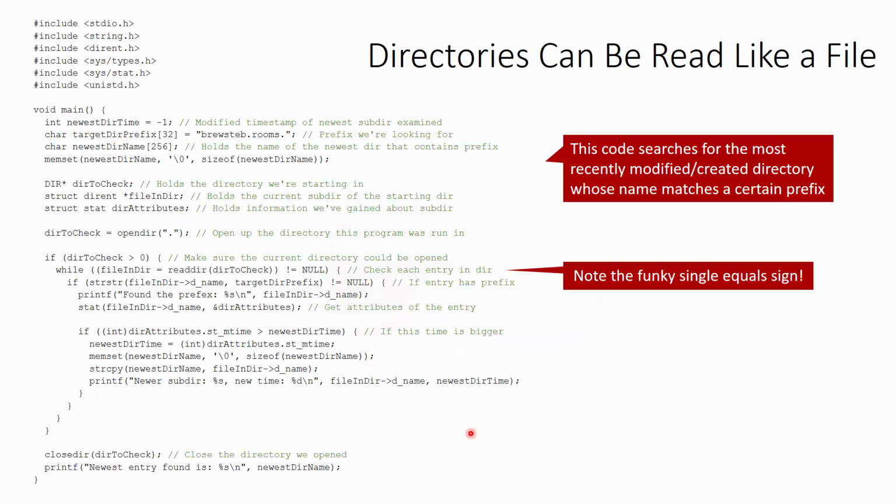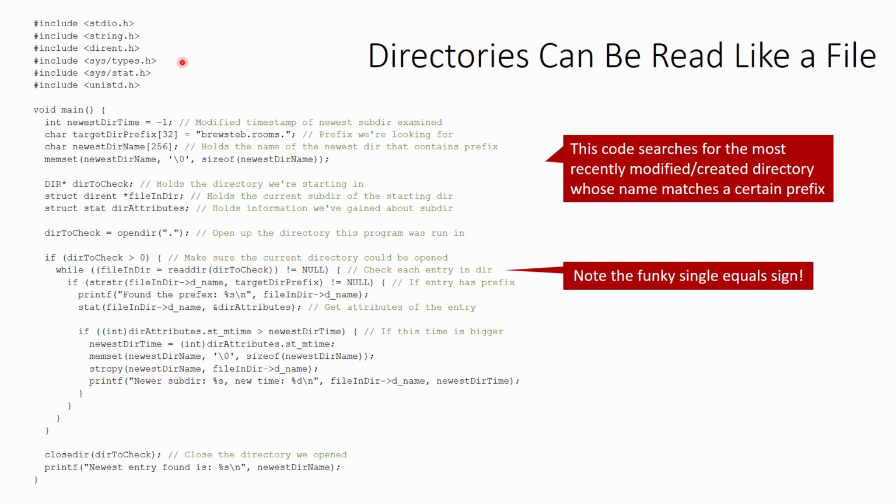So we can read these directories like a file from C also, as we mentioned. Here is a program that searches for the most recently modified or created directory that has a certain prefix. And in this case, I've set this target directory prefix to be brewsteb.rooms. Anything that matches that gets picked up in this loop down below, and we're looking for the directory which has been most recently modified. This particular script comes in handy for program 2, and you'll also find this in our online articles. But I just wanted to show it here that directories can be opened up and read in C also.